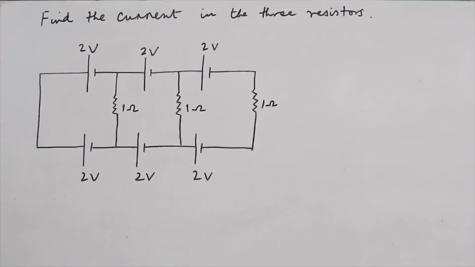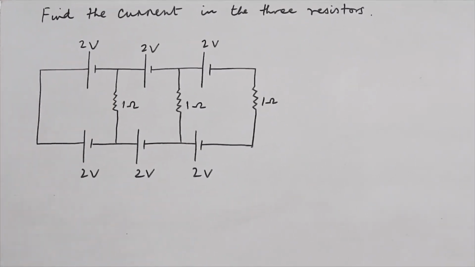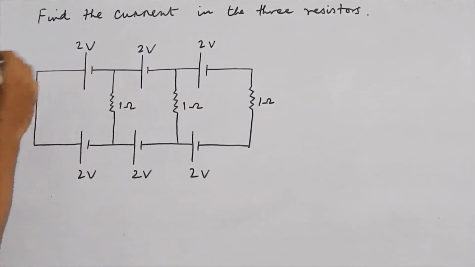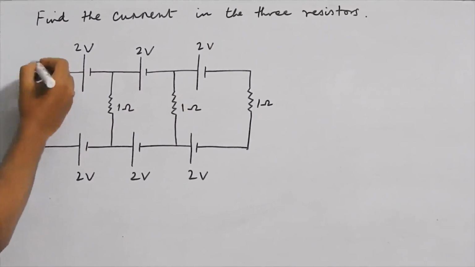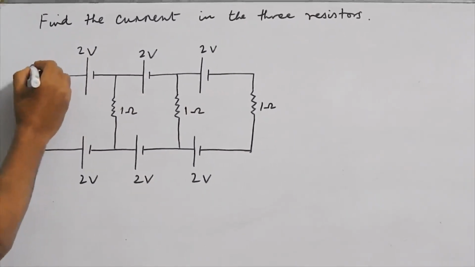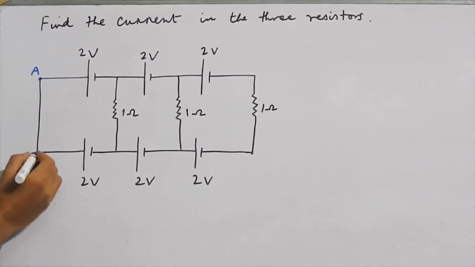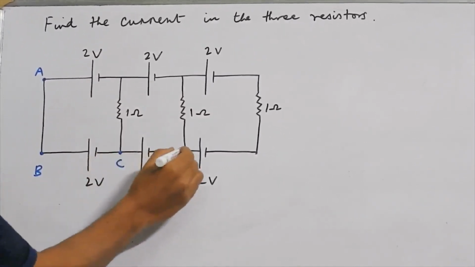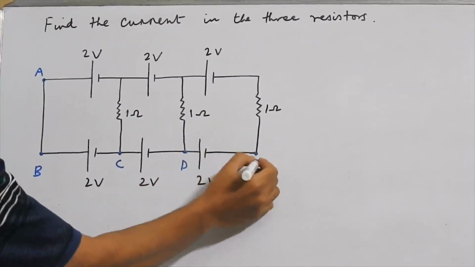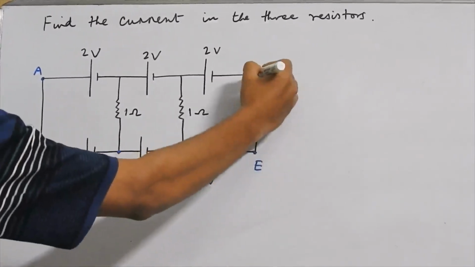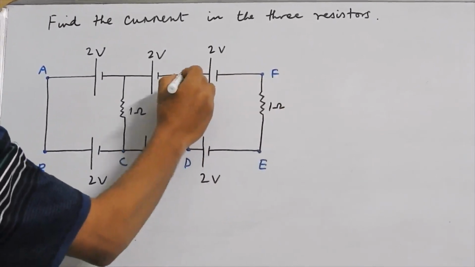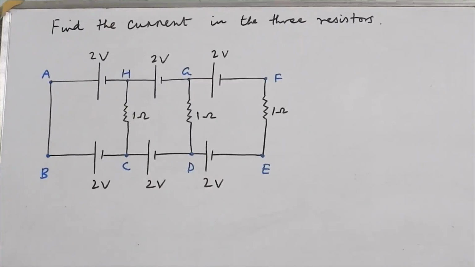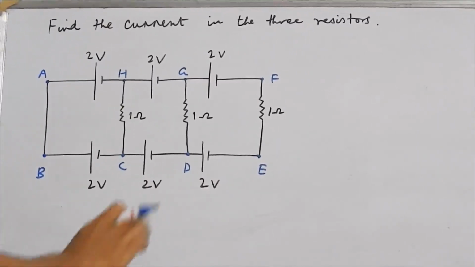For example, if we try to identify all the junctions in this particular problem, or nodes you can say. So this is one junction, suppose this is junction A, this is another junction, junction B, junction C, junction D, E, F, G and H suppose. So there are so many junctions in this problem.